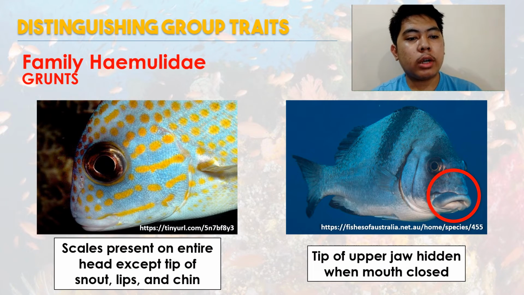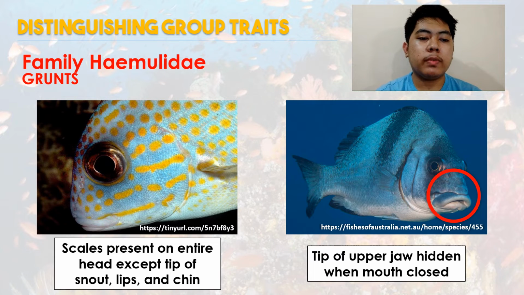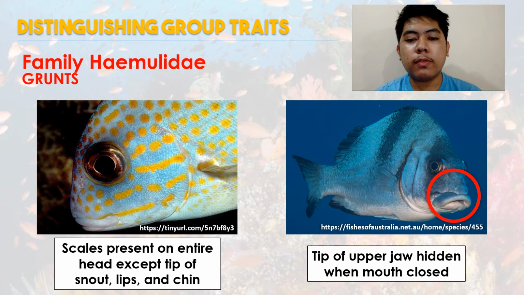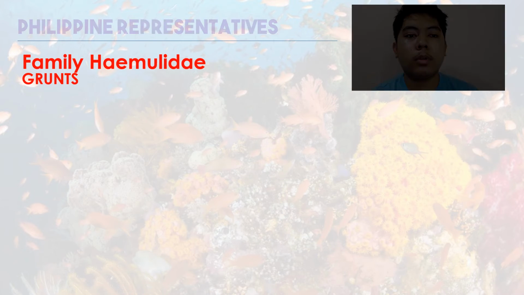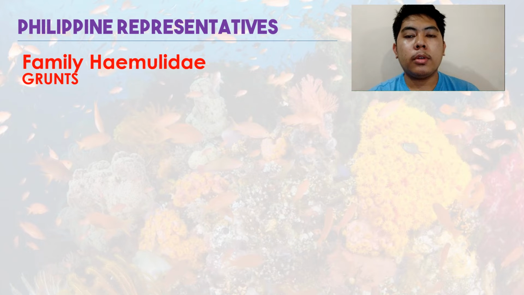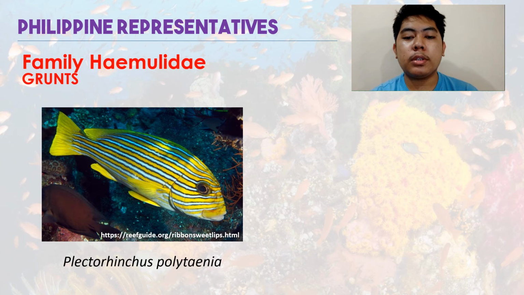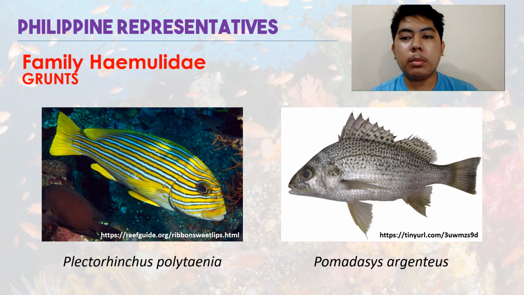Their distinguishing characteristics are they have scales present on the entire head except for the tip of the snout, lips, and chin. Also, the tip of their upper jaw is hidden when their mouth is closed. The Philippine representatives of family Haemulidae are Plectorhinchus polytaenia and Pomadasys argenteus. In Philippine markets, these fishes are called bakoko.